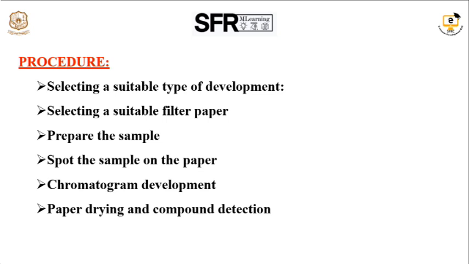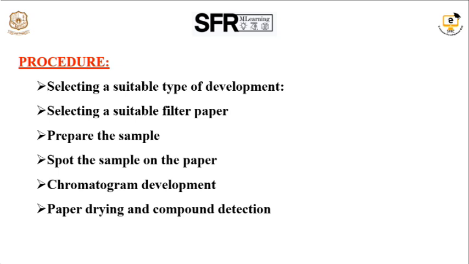The fourth step is to spot the sample on the paper. Samples should be spotted at a proper position on the filter paper using a capillary tube. The next step is chromatogram development. Chromatogram development is done by immersing the paper in the mobile phase. Due to the capillary action of the paper, the mobile phase moves over the sample on the paper.